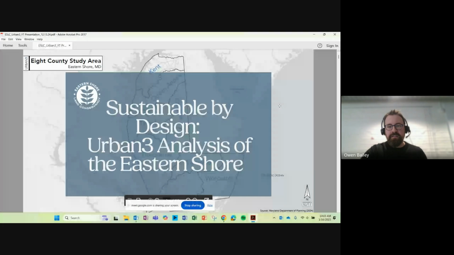So I'm really excited to present this latest tool that we have, our Urban3 data that we acquired over the summer. I'll go ahead and start sharing my screen. All right, can everyone see? Okay, great.